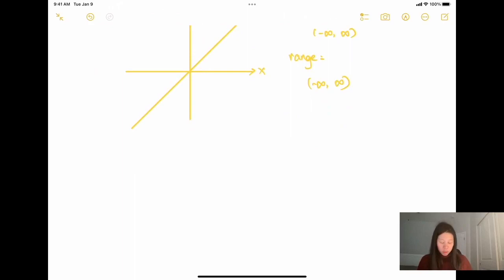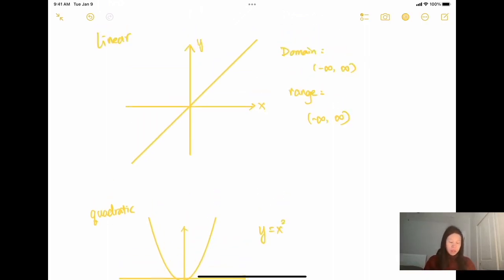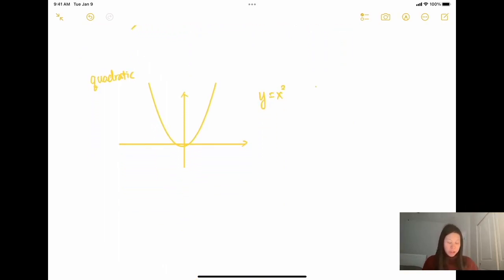Okay, so what about a quadratic function? What does a quadratic function look like? The most basic one is this one, y equals x squared. This is y equals x. So for the quadratic function, our domain, look left and right horizontally. You can go as far left as you want and as far right as you want. So the domain is going to be negative infinity to infinity.